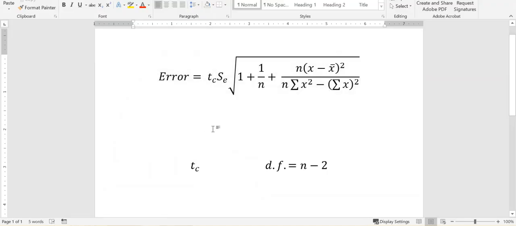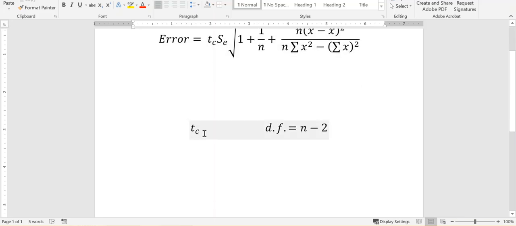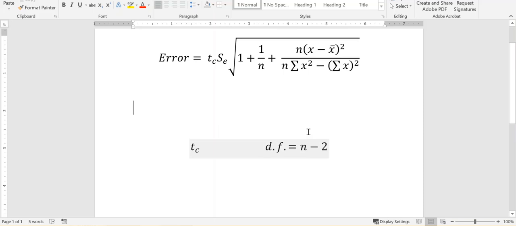So our error formula for the Y output is the T sub C, the critical value for T, times the SE, and then times the square root of 1 plus 1 over n plus n times x minus x bar squared, divided by n times the sum of x squared minus the sum of x, all of those, squared. And remember that our t critical value for linear regression has n minus 2 degrees of freedom.